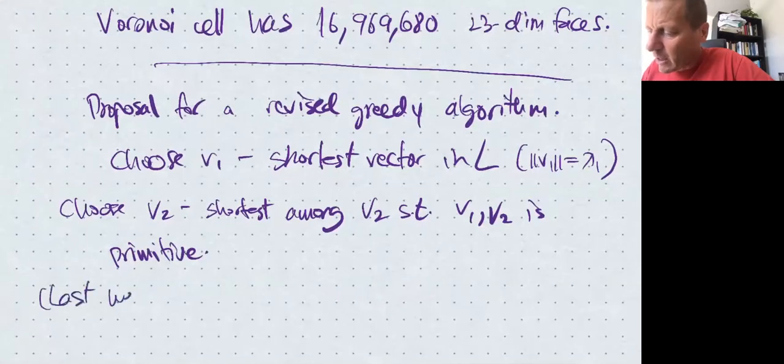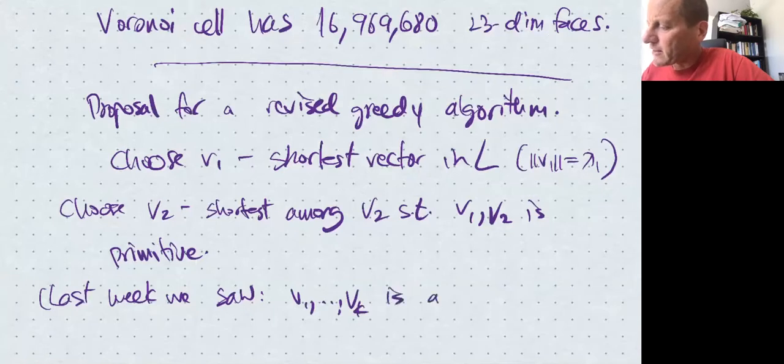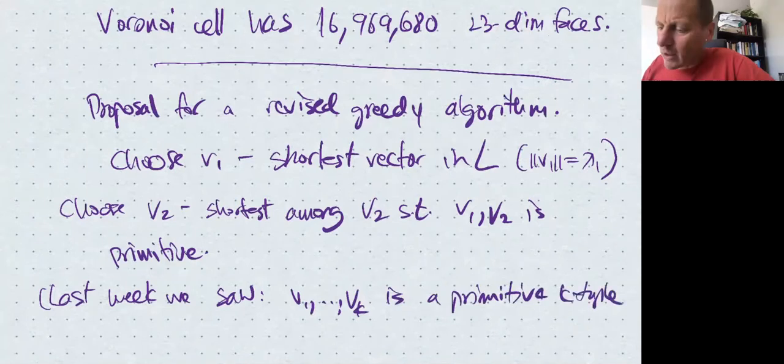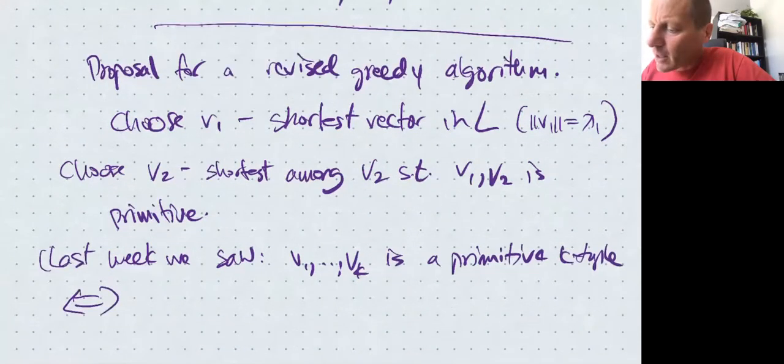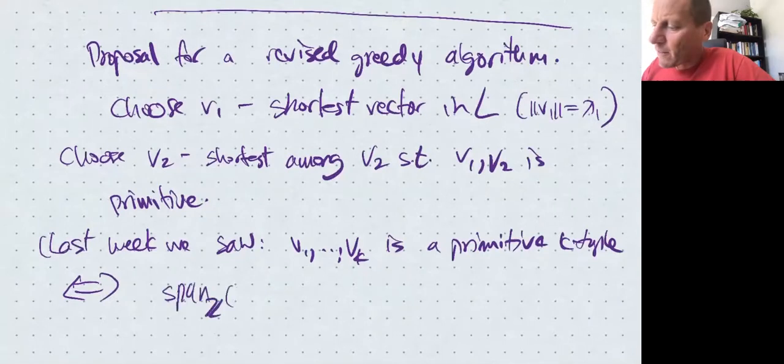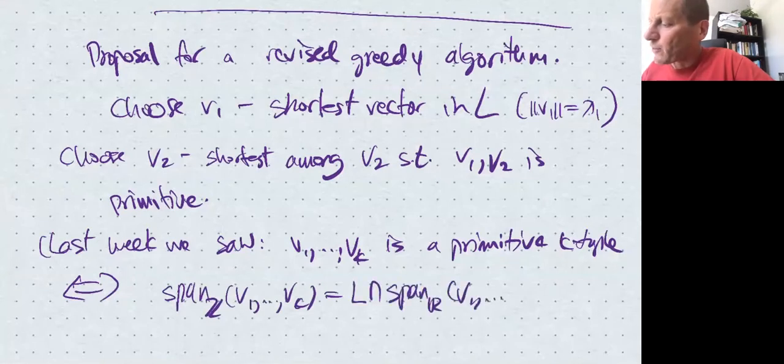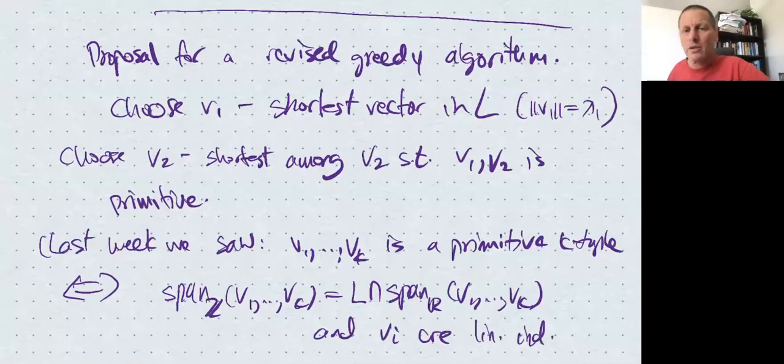Last week we saw that V1 up to Vk is a primitive k-tuple, meaning it can be completed to a basis of the lattice, if and only if the span over Z of V1 up to Vk is equal to L intersected with the span over R of V1 up to Vk, and the Vi are linearly independent. Okay, those are the two conditions.